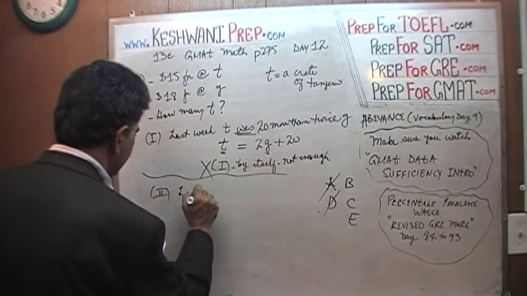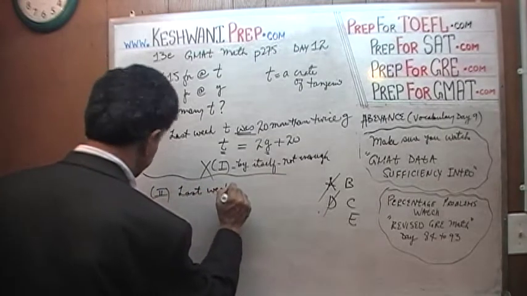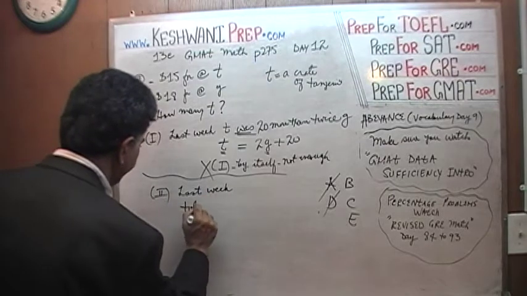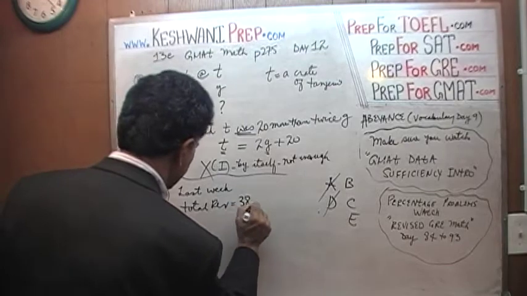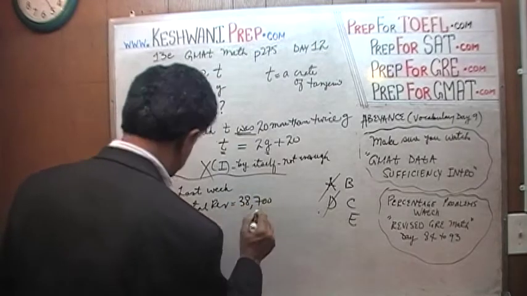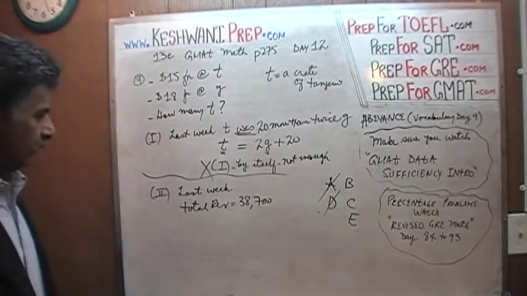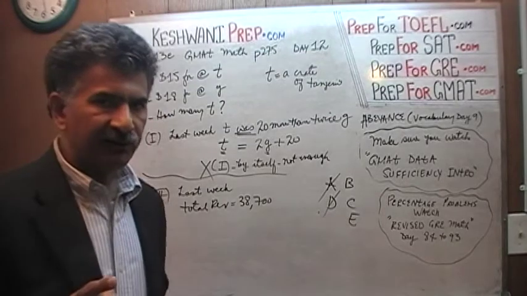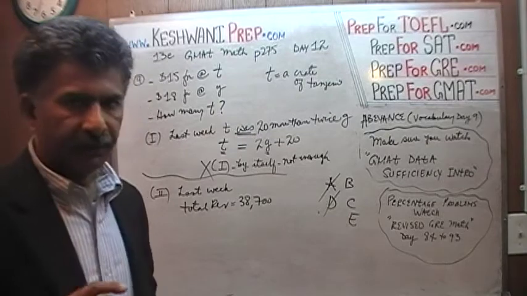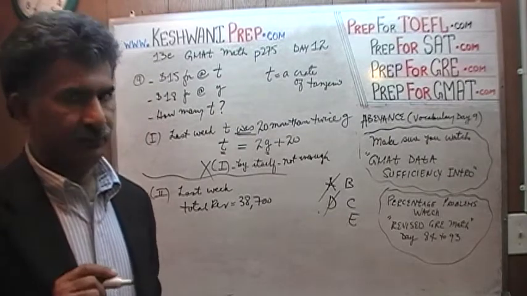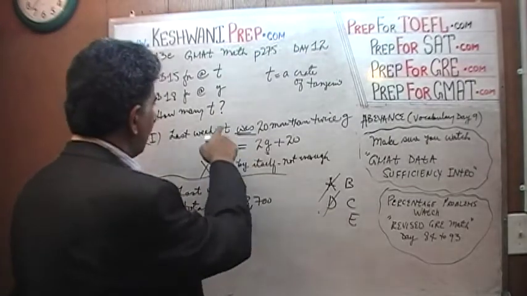Second statement, they go on to tell us that last week his total revenue was $38,700. Okay, listen carefully. Knowing that his total revenue last week was $38,700 is not enough by itself to answer how much is T.